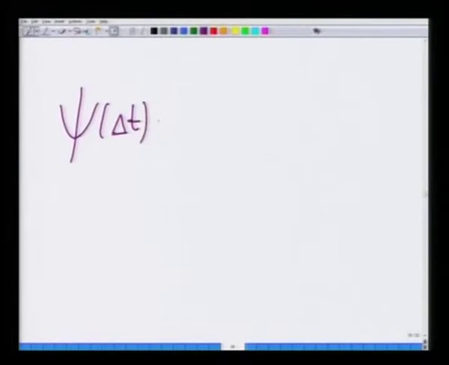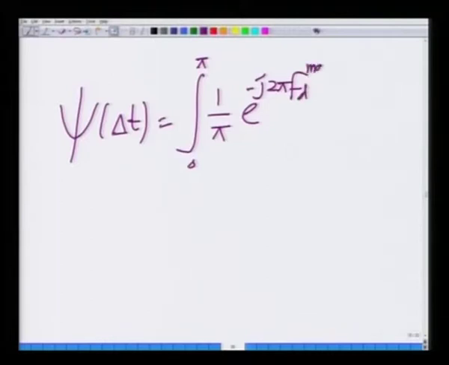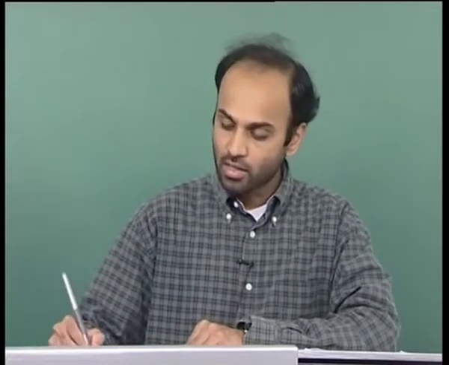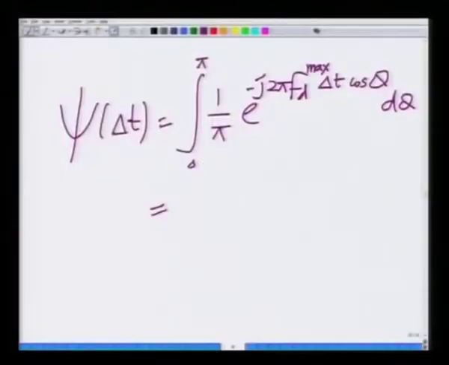The average correlation is nothing but the integral from 0 to pi of 1 over pi e power minus j 2 pi f d max delta t cosine theta d theta. Look at this, the correlation coefficient is a function of theta, that is e power minus j 2 pi f d max delta t cosine theta. I am saying theta is distributed uniformly in 0 to pi. So, I am multiplying by 1 over pi, that is the distribution, and averaging it from 0 to pi by integrating this. Hence, this is the correlation.